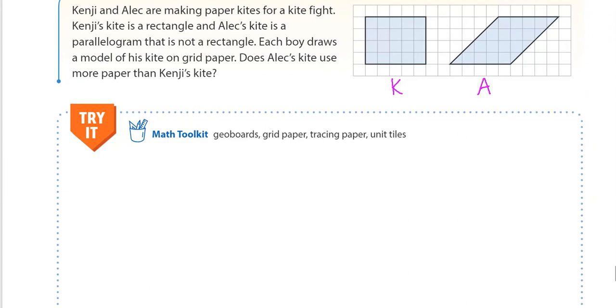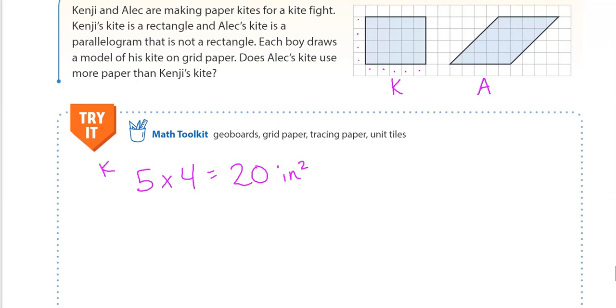Well, I bet a lot of you tried to count the squares, huh? So you probably did this one already. 1, 2, 3, 4, 5. 1, 2, 3, 4. So 5 times 4. That's Kenji's. And that's 20. And whatever, we'll say inches squared. I don't think they said, did they?